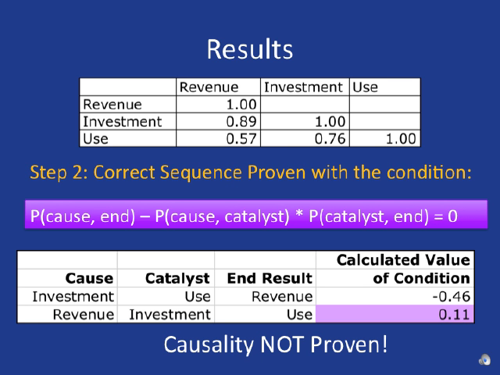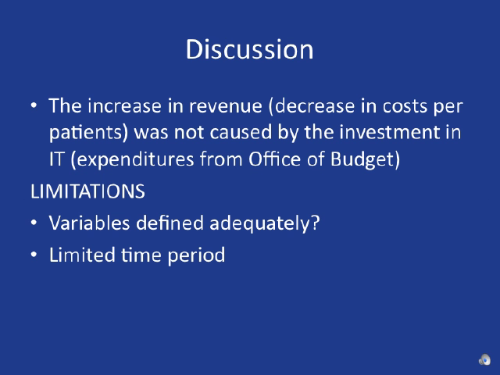Using the conditional equation listed in the purple box, we find that the second sequence of events best fulfills the equation. Therefore, we reject the ideal first equation and conclude that investment in IT did not cause increased revenue. In this example, we proved that the increase in revenue, as measured by decreasing index rate of cost per patient, is correlated but not caused by IT investment, measured by the Office of Budget Information.